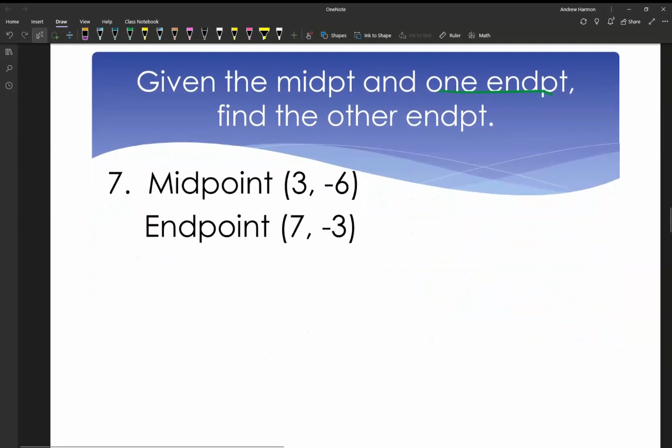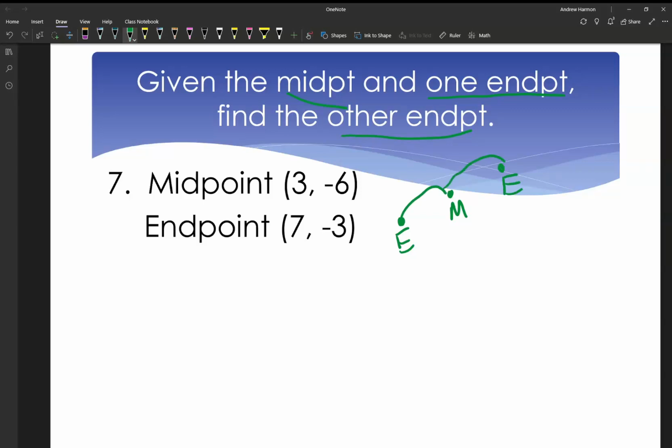What if, instead of giving the 2 endpoints to find the midpoint, what if we wanted to find the other endpoint given the actual midpoint and one of the endpoints? So let's take a look at that. So keep in mind what we're doing is we're given one endpoint, we're given the midpoint, and we want to find the other endpoint.